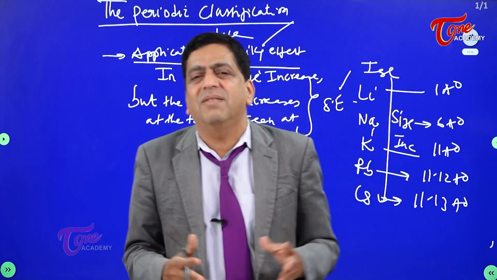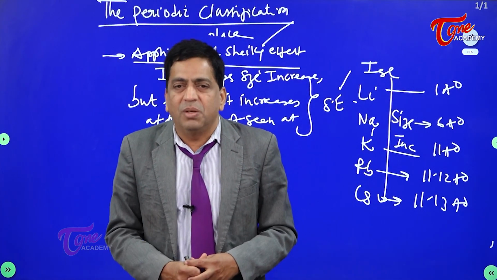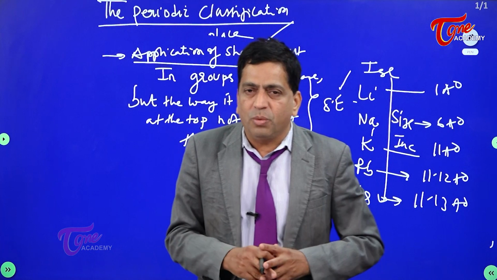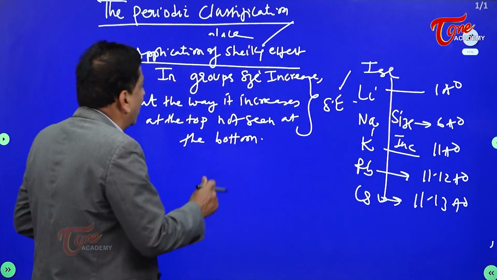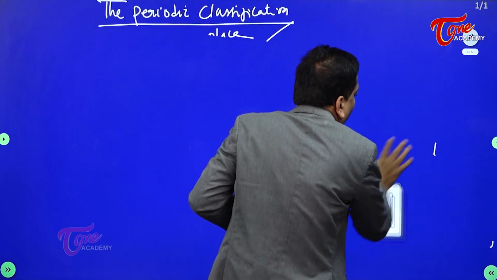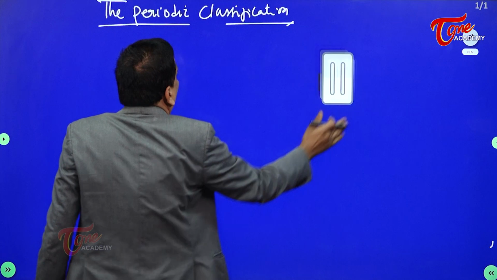So the mode of activity or the properties of elements also differ in a group for the simple reason that's nothing but what? Shielding effect, you must understand. And coming to one more application of shielding effect, the second application, you will get this question for sure.